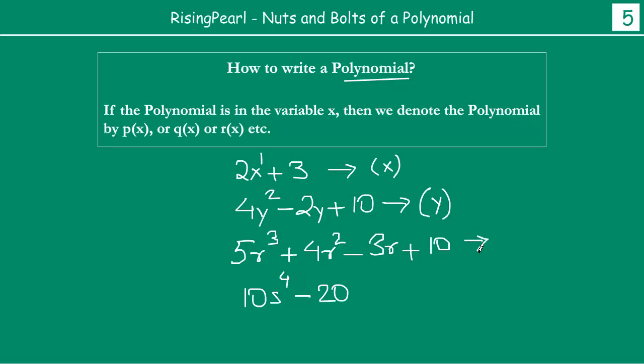जो हमारी third expression है that is again a polynomial. यहाँ पे जो हमारी variable है that is variable r, because r cube, r square, r. So यहाँ पे the variable is r. It is not x, it is not y, but यहाँ पे variable है r. Similarly, in the very last example, we have 10s to the power 4 minus 20. In this example, हमारी variable है s. So दोस्तों यहाँ पे we have 4 polynomials.